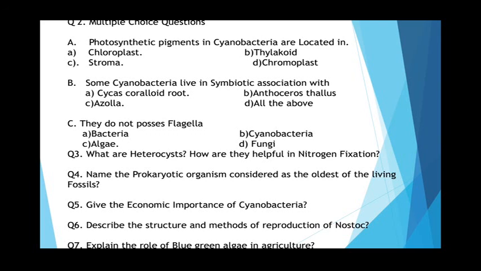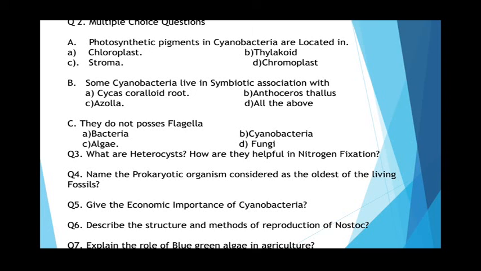Now we will take a few multiple choice questions. Photosynthetic pigments in cyanobacteria are located in A. chloroplast, B. thylakoid, C. stroma, D. chromoplast. So the answer is, photosynthetic pigments in cyanobacteria are located in thylakoids. Question B. Some cyanobacteria live in symbiotic association with A. Cycas coralloid root, B. Anthoceros thallus, C. Azolla, or D. all of the above. The answer of this question is all of the above.